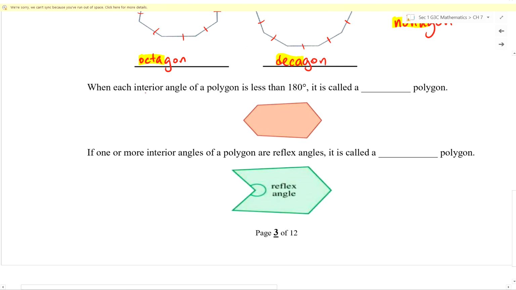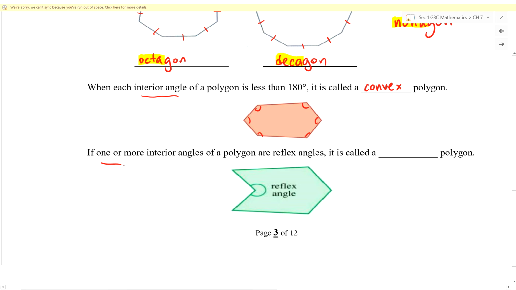Now when each interior angle, every single interior angle is less than 180 degrees. All these angles are less than 180 degrees. It is called a convex. It's just a name, okay? Convex. It protrudes outwards.